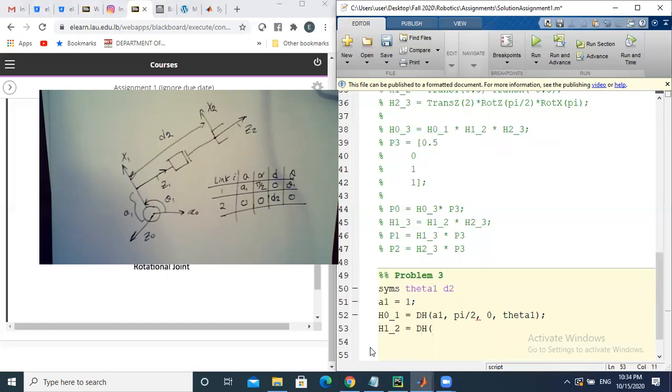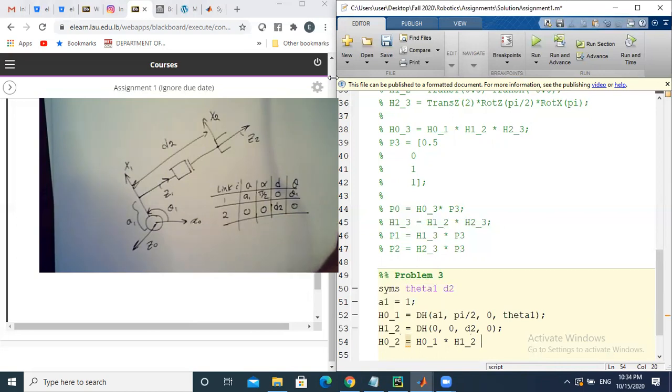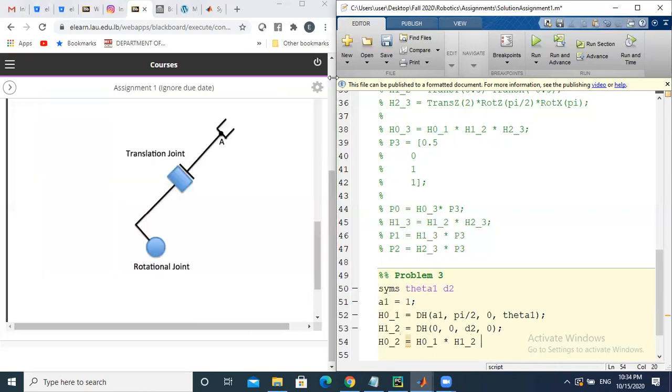h12 is equal to DH of 0, 0, d2, and 0, right? So h02 in this case is going to be equal to h01 times h12. Let's run that. Okay, I'm going to close this up and run that.